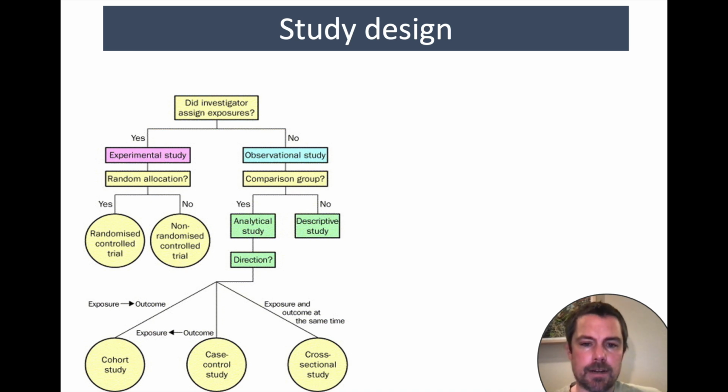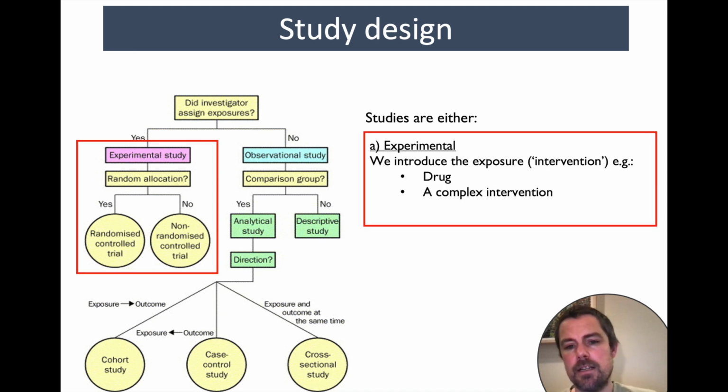I've alluded to this already, but there are two main types of studies. There are those studies where the study investigators actually introduce something into the population. So you need a really high bar in terms of ethical approval. We are doing something to the study population. We're introducing a drug. And that exposure or intervention could be a drug, it could be a complex intervention. And I've already mentioned that a randomized control trial is the kind of gold standard way of assessing the effectiveness of such an exposure or intervention.